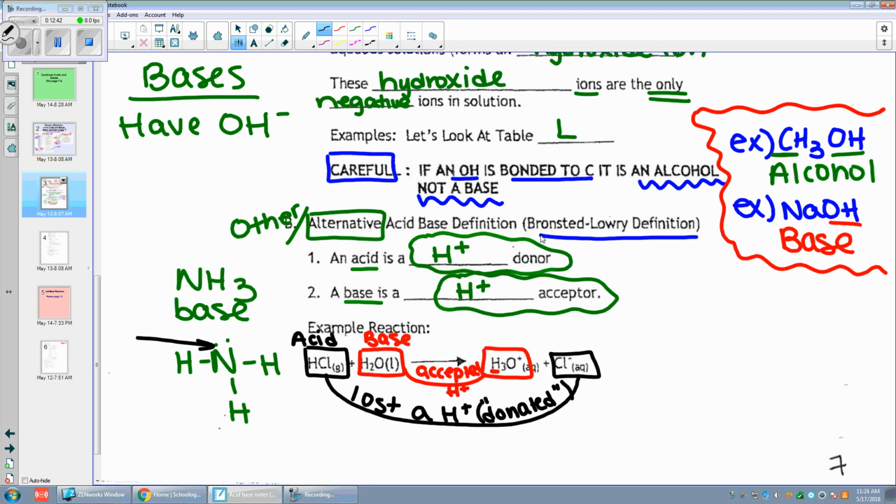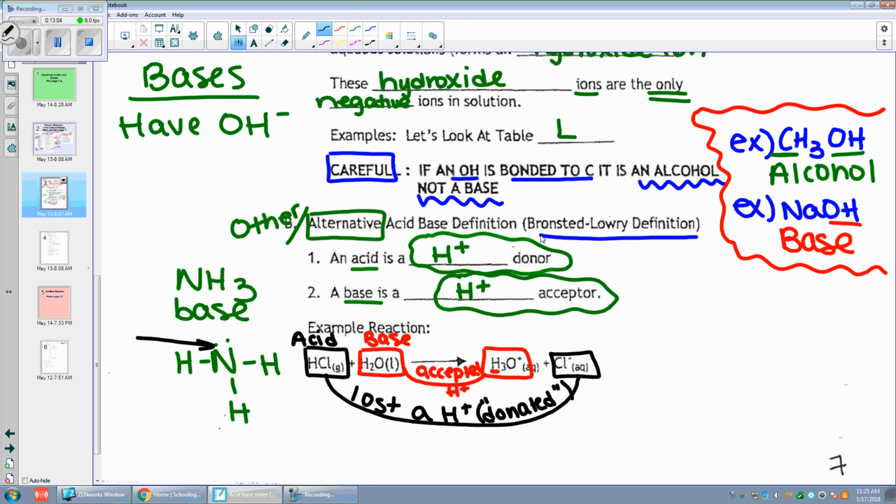So whenever I go to figure out who's an acid or base based on the Bronsted-Lowry definition or the alternative, well, then I'm going to look at what happened to them on each side. If it lost an H or donated it, it's an acid. If it gained an H or accepted it, it will be a base.